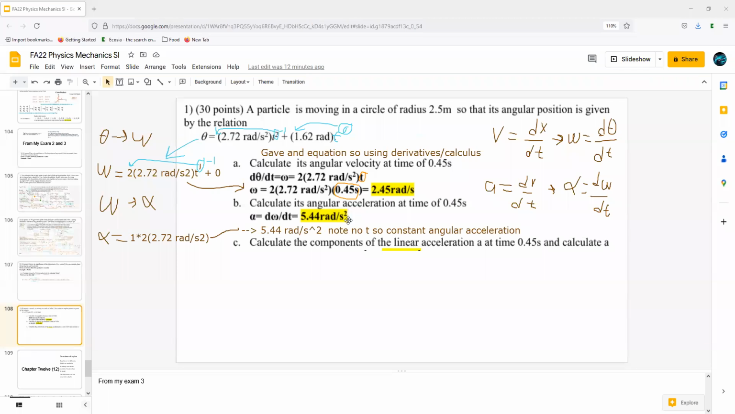So then C, calculate the components of linear acceleration at that time and calculate A. So we've got a particle moving in a circle, right? I can draw a nice circle. So, right, we have both tangential, so if we're turning it into linear, we have tangential acceleration. And we also have centripetal acceleration.